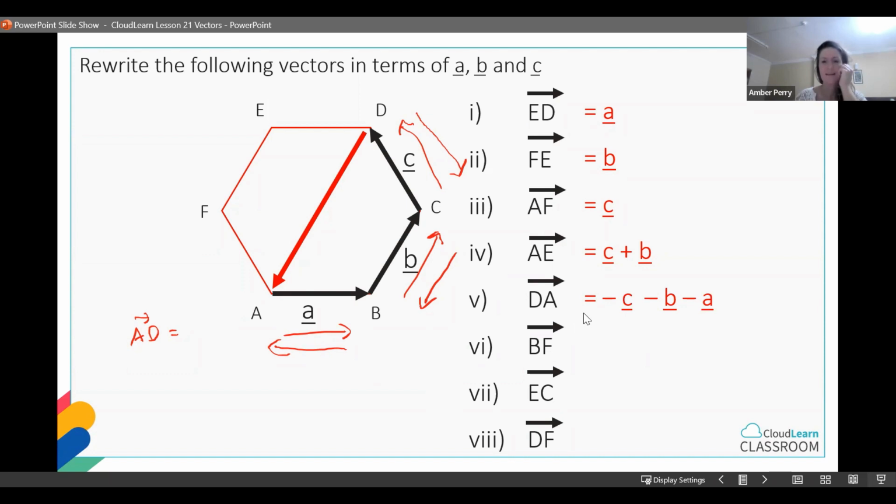So it's minus C, minus B. Brilliant. Yeah, minus C, minus B, minus A. Oh, yeah, well done. You got it in there before I did. Brilliant. Okay.